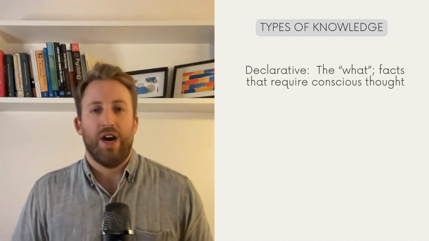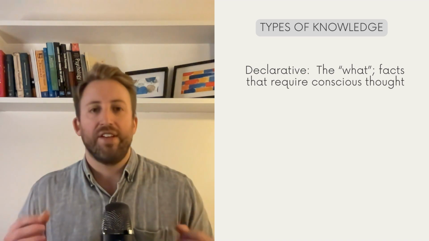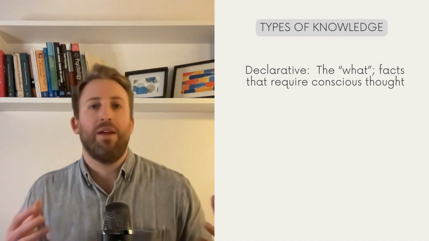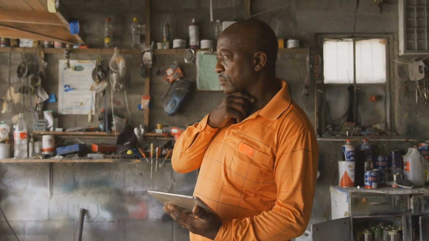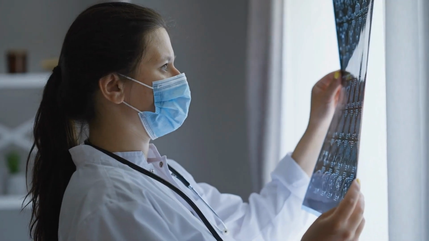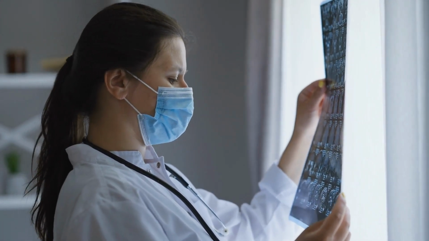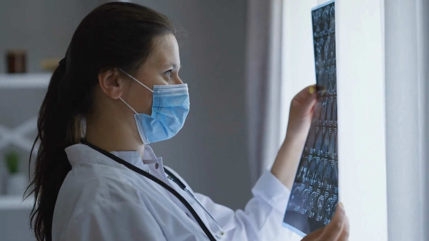When designing a training program, it's also important to understand the kind of knowledge you're aiming to impart. First, there's declarative knowledge. Think of this as the what. It's about facts, like knowing Canberra is Australia's capital. This type of knowledge requires conscious thought. In professions like medicine, doctors rely heavily on this type of knowledge to connect symptoms to diagnoses.